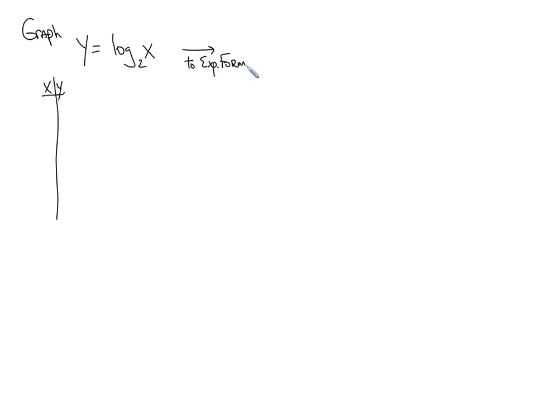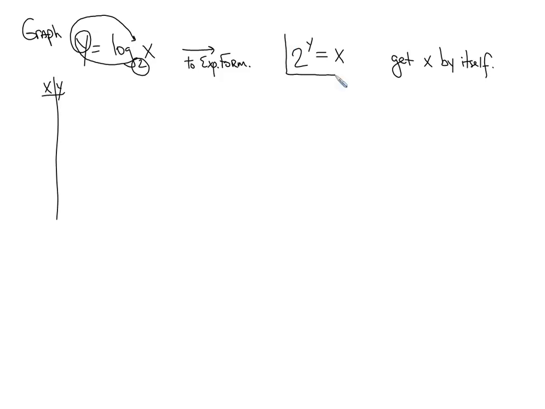This makes life easier. So when I unravel this, what does this become? 2 to the y equals x. Then get x by itself. What do I have to do to get x by itself on this one? Nothing. It's already by itself, right? So now this is the one that we're going to graph. I'm going to just rewrite it: x equals 2 to the y. Doesn't this look like the kind of equations you've been working with for the last week?